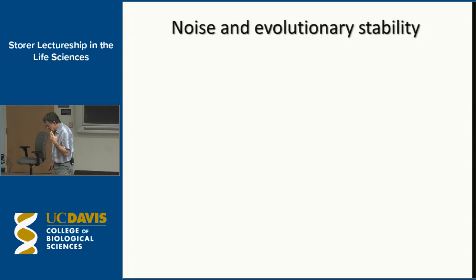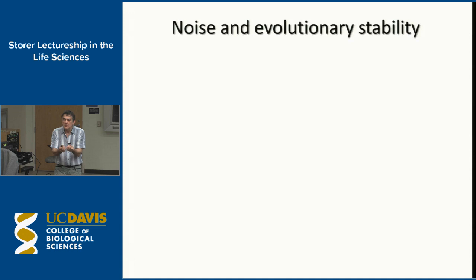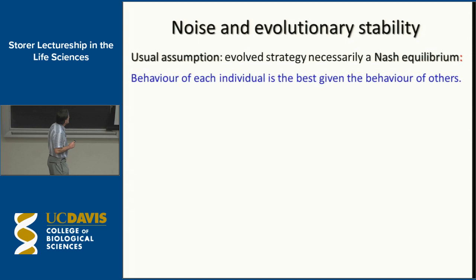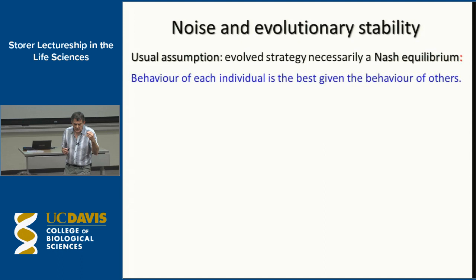Now, another assumption of game theory is that when it finds these Nash equilibria, it predicts that all individuals are at this Nash equilibrium. But we know in reality there's mutation, there's noise going on in the system. And the question is, is it still a reasonable approximation to look at these equilibria with these Nash models? In some cases it probably is. But I want to show you a case in which it can dramatically alter conclusions. So the Nash is when each individual in the population is behaving the best given the behavior of the other population members.